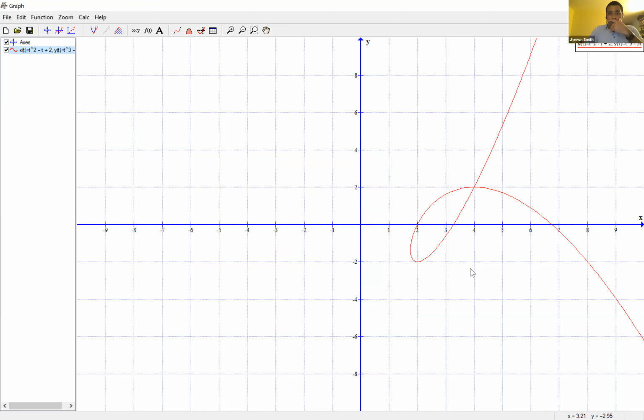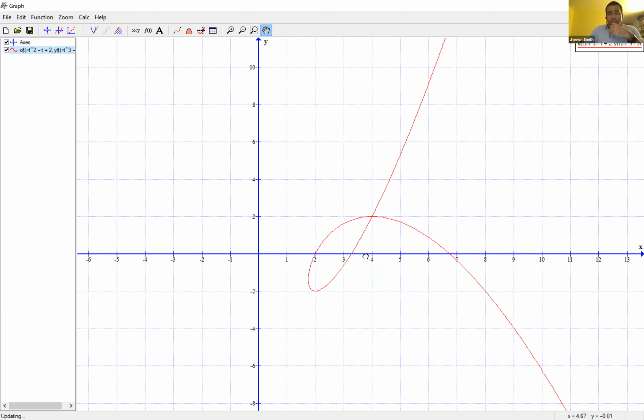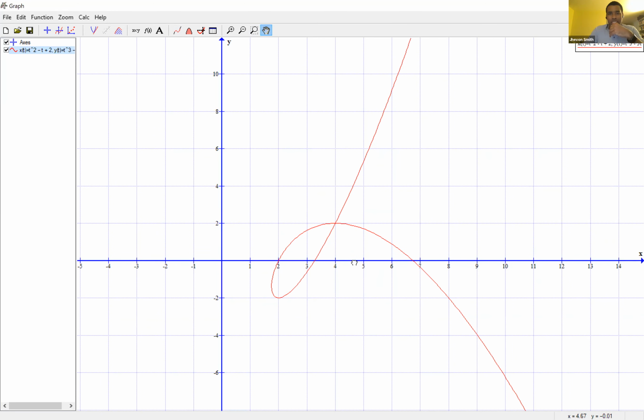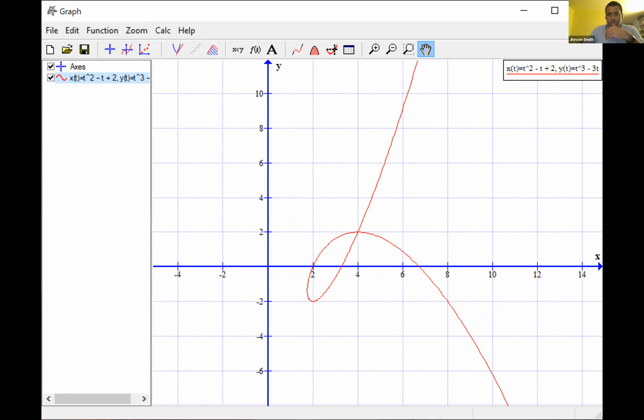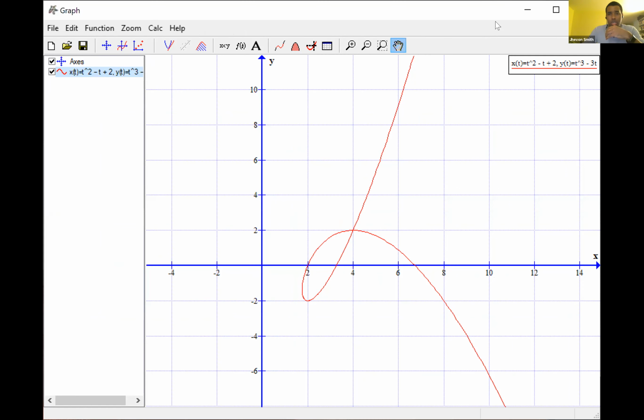Okay, so there is what the curve looks like. Now, as you can see, it does not pass the vertical line test. It is not a function in the way that we normally think about functions. But I just want you guys to see the creature that we're looking at here. Let me move this.